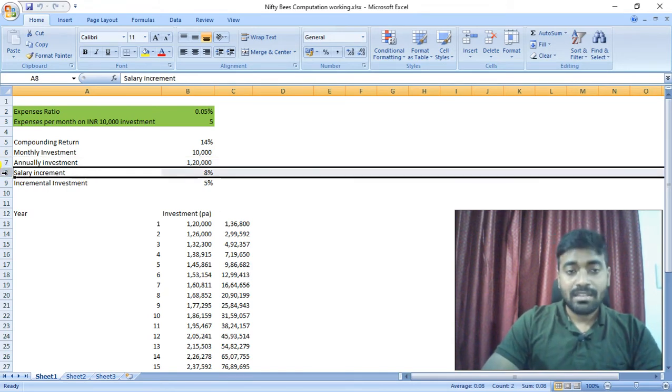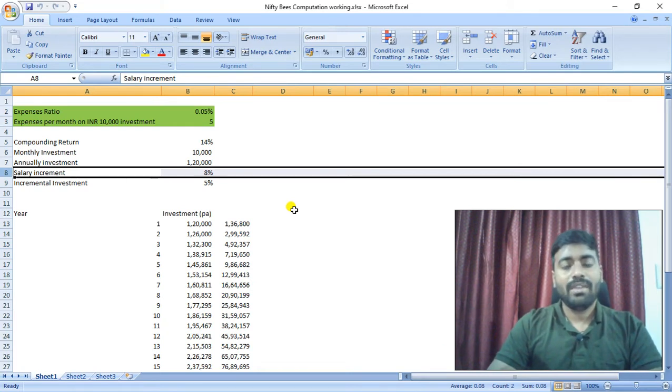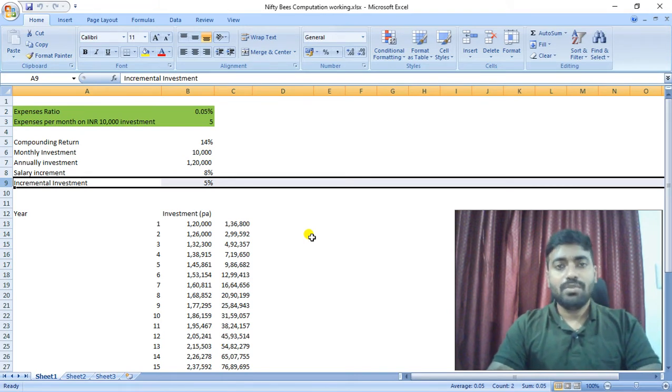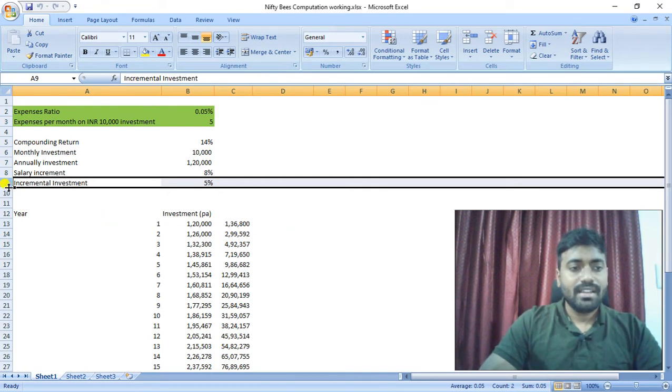And an assumption is, as a salary holder in India, normally we get around 8% salary increment every year. So I'm just assuming that every year we will get an 8% salary increment. And once you get a salary increment, you also have to increase the investment amount. Take the example, you are getting 10,000 rupees in the year 2021, and in 2022 you are getting 10,800 rupees. In 2021 you are saving around 1,000 rupees, now you have to increase to 1,050 rupees. That is basically 5% extra. That is called the incremental investment amount.